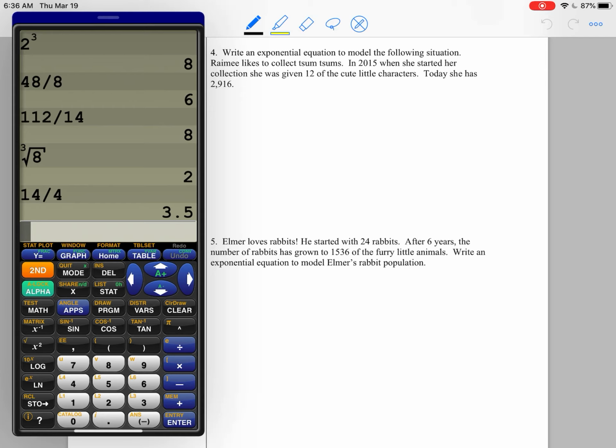Write an exponential equation to model the following situation. Rami likes to collect Zum-Zums. In 2015, she started her collection with 12. So if she started her collection with 12, that's our starting value. There's A already. A is equal to 12. They gave it to us. Today she has 2,916. Well, today is 2020.